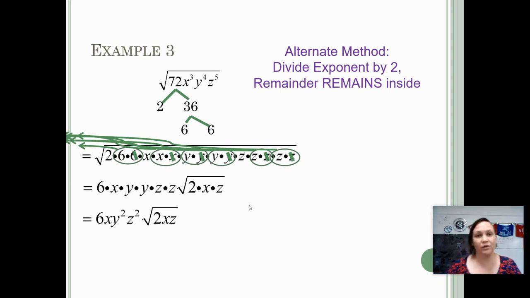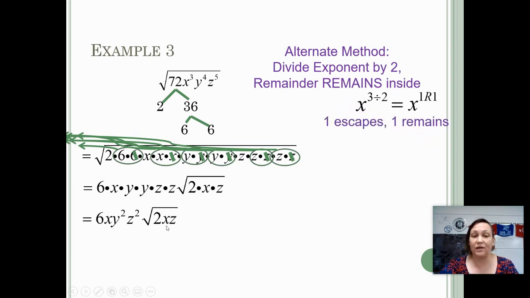So let's try it with this one. So x to the third, I'm going to do 3 divided by 2. So 2 goes into 3 once evenly with 1 remainder. The one time that it divides evenly is the 1x that gets out. And the 1 remainder is the 1x that remains inside. So 1x out, 1x in. Let's try the letter y.